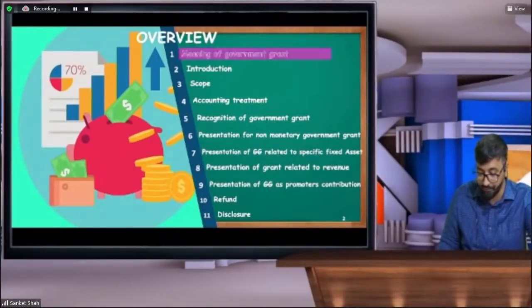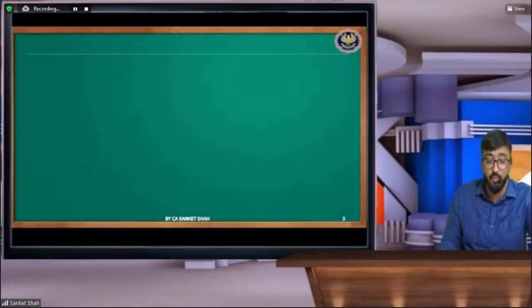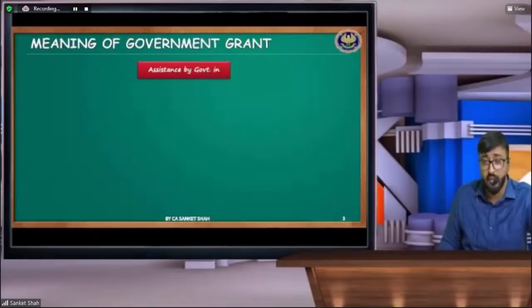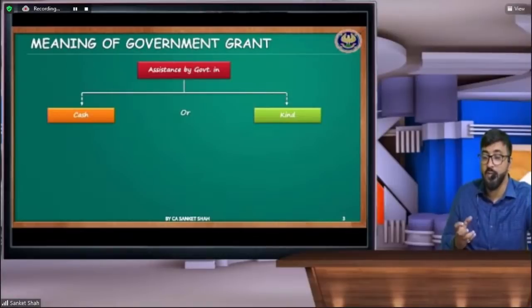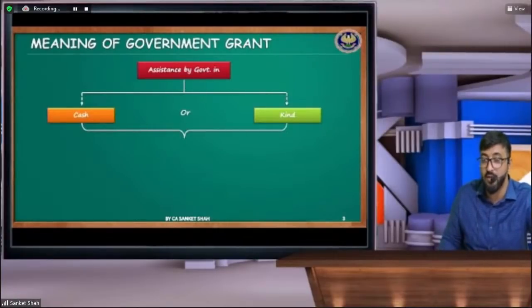Now, first, what is the meaning of government grant? Sir, government grant is nothing but any assistance which you receive in the form of cash or in the form of kind. So first, it is the assistance given by the government in the form of cash or kind. Okay, so cash or kind. And remember, why is it given? Because you have to follow some conditions. Those conditions might be current conditions, past conditions, or future conditions. In future also you may have to follow some conditions, then only you will get the grant.